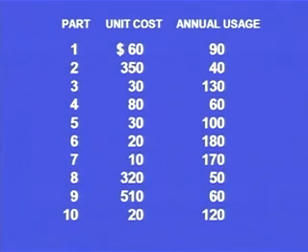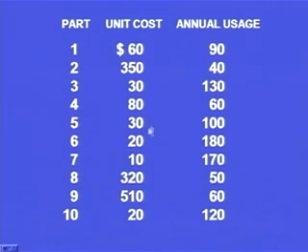Let us see, there are 10 different parts. The part numbers are given. Kindly pay attention to the screen: part numbers 1, 2, 3, 4, 5 and similarly up to 10. So there are 10 different parts. Each part has a unit cost. For part number 1, the cost is $60. Part number 2, the cost is $350. Part number 3, $30. All these unit costs are in dollars. For part 1 the cost is $60, and similarly for part 7 the per unit cost is $10.